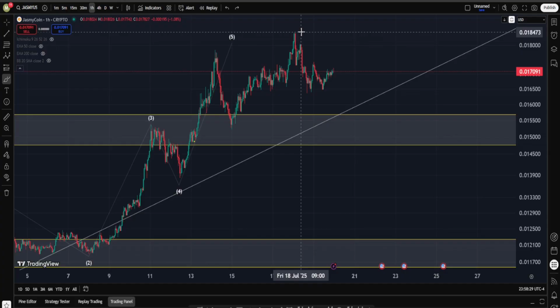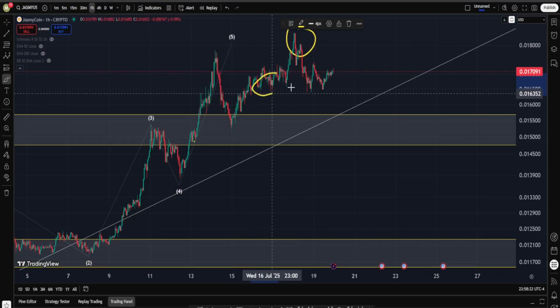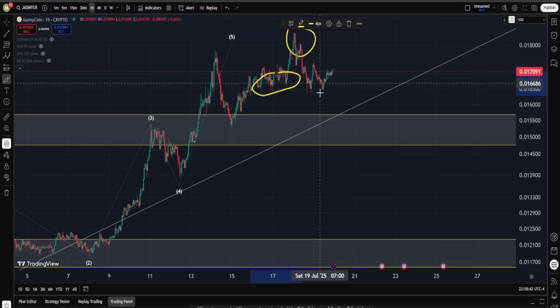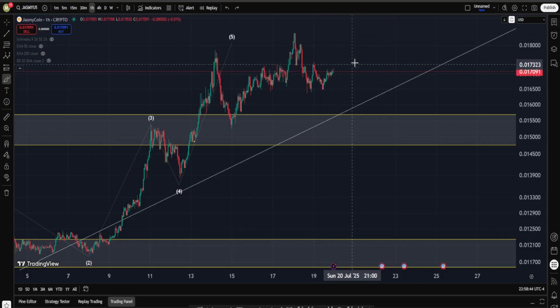We need to wait a little bit more and see, are we from these areas going to get a move down in order to take these two lows right in here, which the lowest one is about, let's say, 1.6 cents. And as you can see, we definitely took the lows. So what does that mean, and what can we expect to happen next in Jasmy?